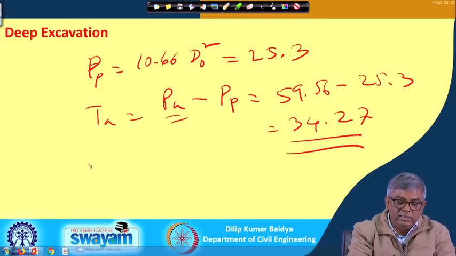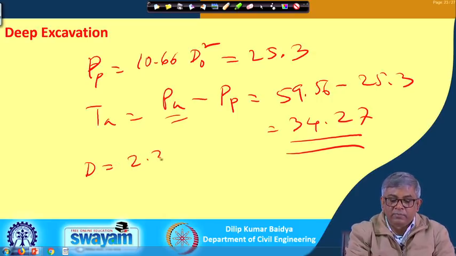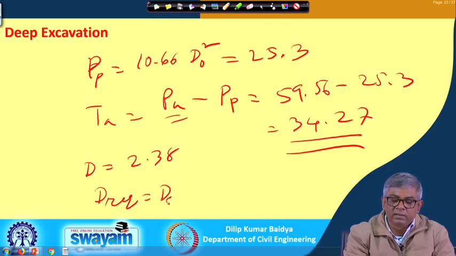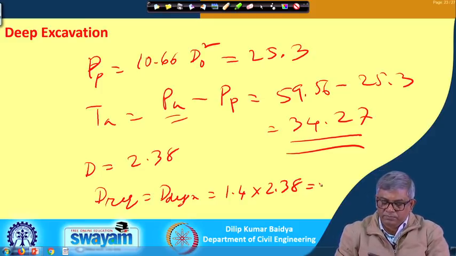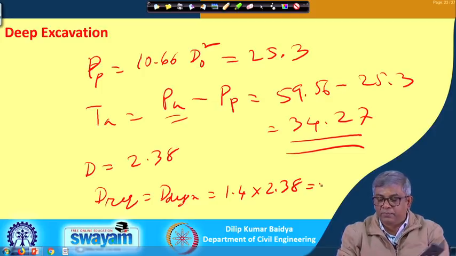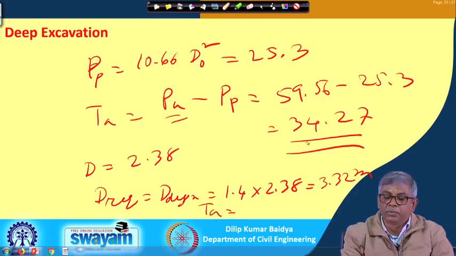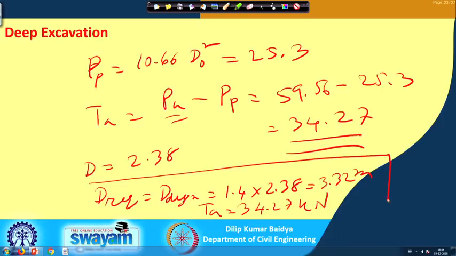Now, we have got D equal to 2.38 and we can multiply by 1.4. So D required, or D design, will be 1.4 multiplied by 2.38. So that becomes 3.32 meter, and your T A becomes 34.27 kilonewton. And these are the two things we are getting from here.